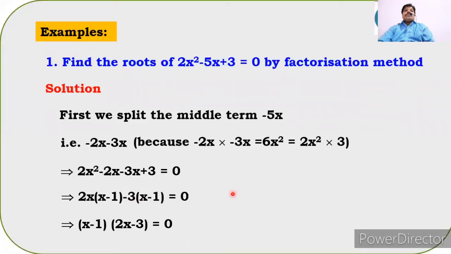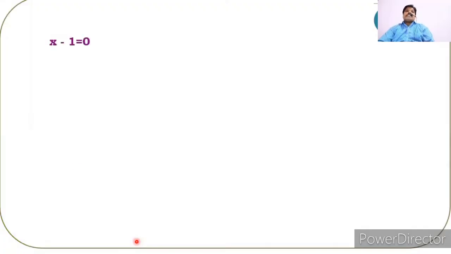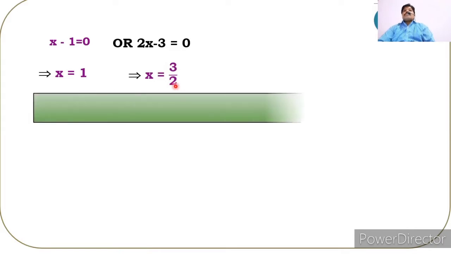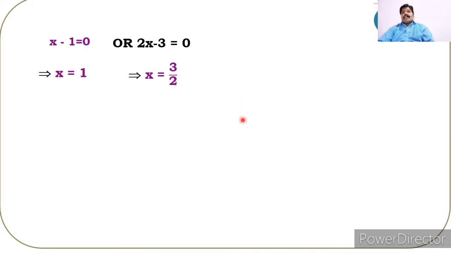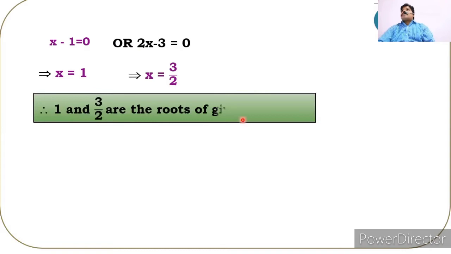So a into b is equal to 0 is nothing but a equal to 0 or b equal to 0. That is nothing but x minus 1 is equal to 0 or 2x minus 3 is equal to 0. x minus 1 is equal to 0 is nothing but x is equal to 1, and 2x minus 3 is equal to 0 is nothing but x is equal to 3 by 2. That means 1 and 3 by 2 are the roots of the given equation. Are all understood, students?